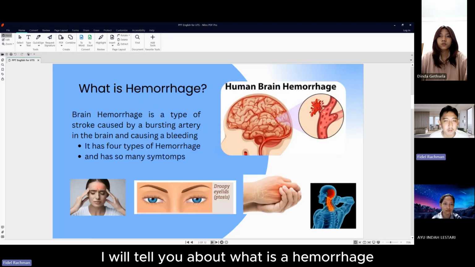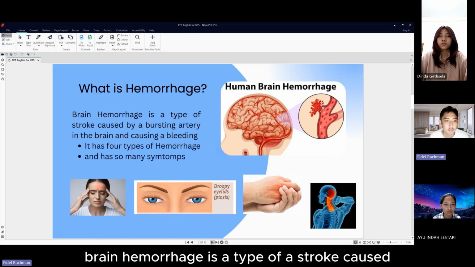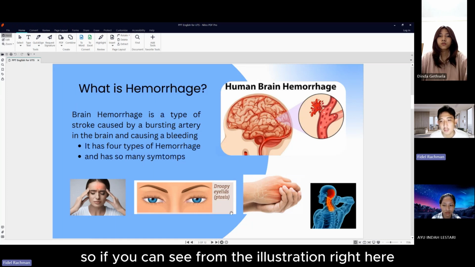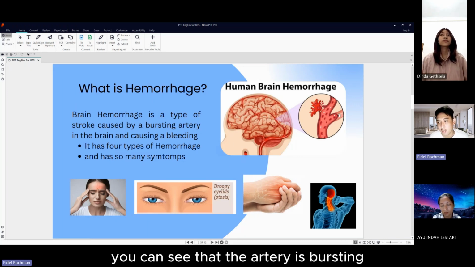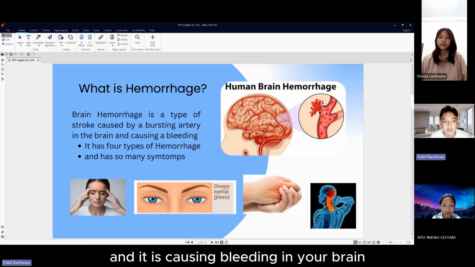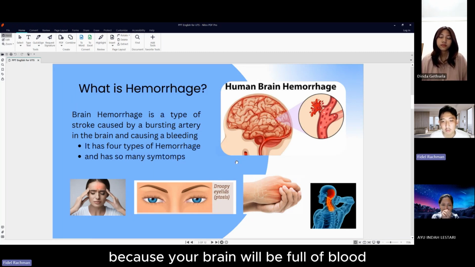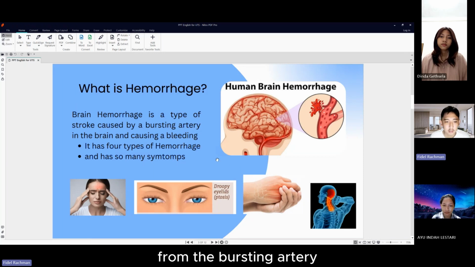So on this part, I will tell you about what a hemorrhage is. Brain hemorrhage is a type of stroke caused by a bursting artery in the brain, causing bleeding in your brain. If you look at the illustration right here, you can see that the artery is bursting and it is causing bleeding in your brain. So the condition of your brain is bad because your brain will be full of blood from the bursting artery.